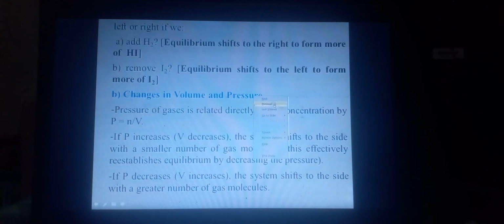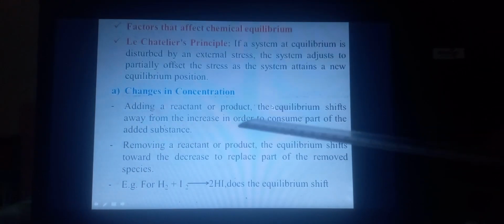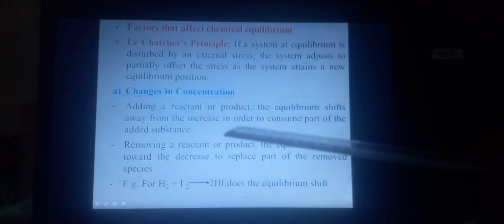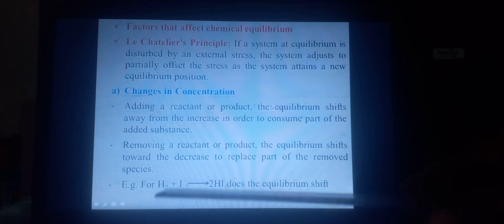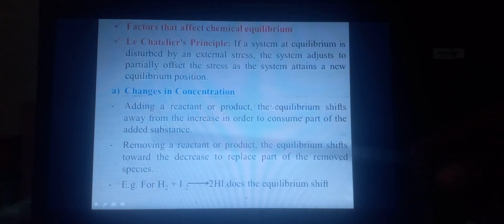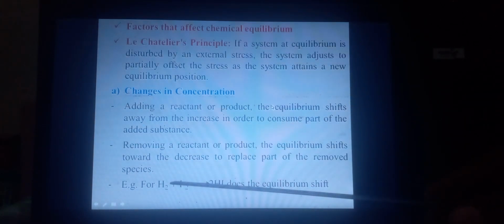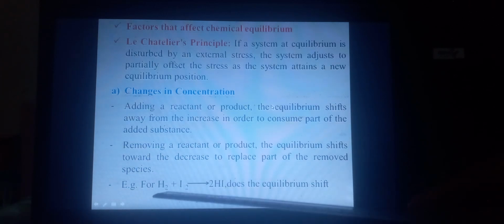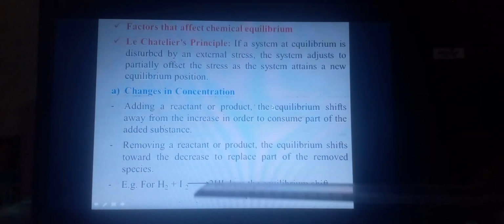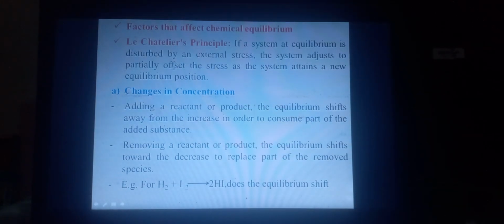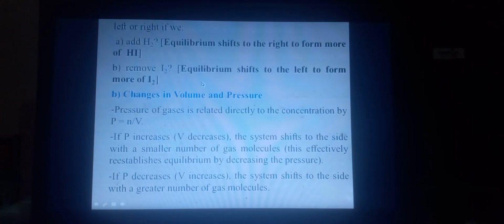Remember, in that case you are adding a reactant, so the equilibrium must shift away from the increase in order to consume part of the added substance. If we add hydrogen gas here, it means hydrogen gas must be consumed more by combining with iodine to produce more hydrogen iodide, because you have increased the concentration of reactants. So reactants must be converted to form more products for the equilibrium position to be achieved. That means the equilibrium will shift from left to right. That one is very clear. The equilibrium shifts to the right to form more hydrogen iodide.